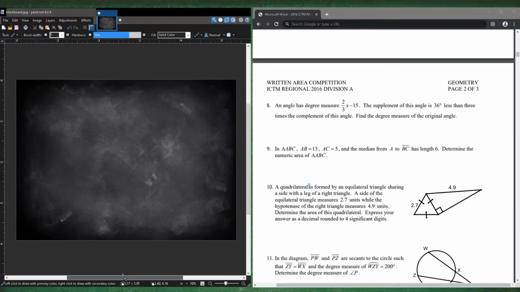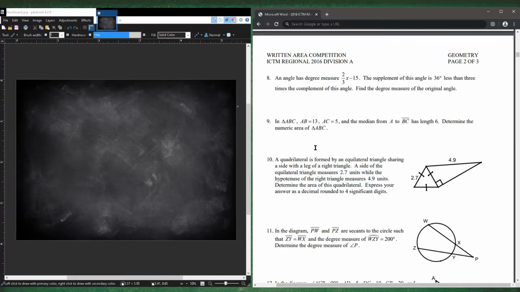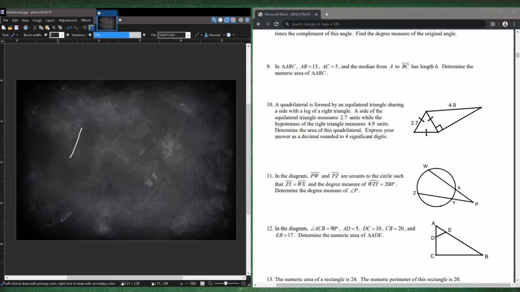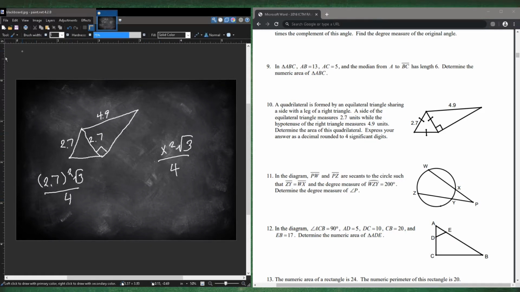Okay, let's move this over. So number 10: a quadrilateral is formed by an equilateral triangle sharing a side with the length of a right triangle. Determine the area of the quadrilateral. Since all this information is basically repeating what the diagram shows, we don't have to waste time on it. So we have a diagram like this, where this is a right triangle, and that's the equilateral triangle. So 2.7, 2.7, and this is 4.9. If this is equilateral, that means this is 2.7. The area of an equilateral triangle is always x squared times square root 3 over 4, where x is the side length. So the area of this equilateral triangle is 2.7 squared times square root 3 divided by 4, because x is just the side length. Okay, so that's the area of our equilateral triangle.